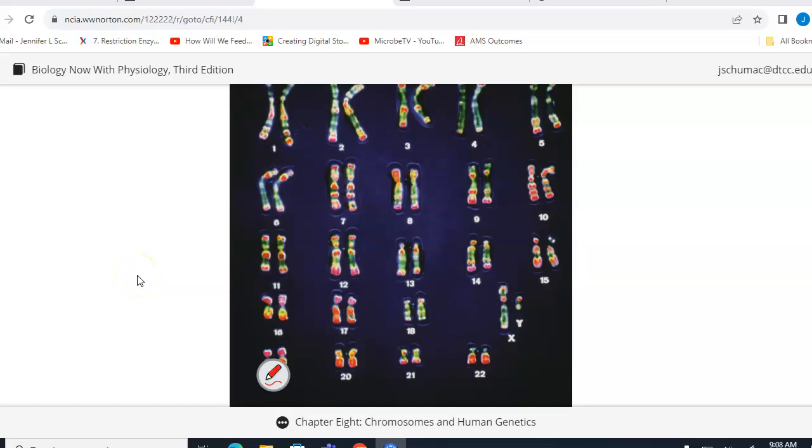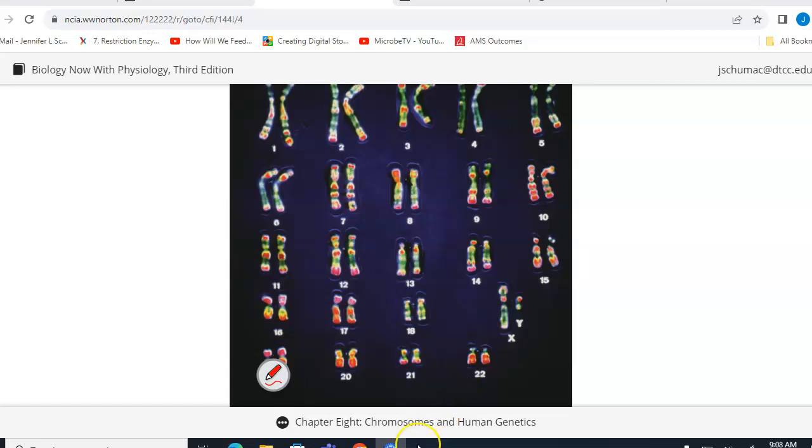Hello, class. I wanted to go over the first part of the genetics lab because it seemed like a lot of you were struggling with the X-linked inheritance patterns. So before I talk about those problems in the lab, I wanted to go over the fact that within humans there are 23 different chromosomes. And that's what you're seeing here.